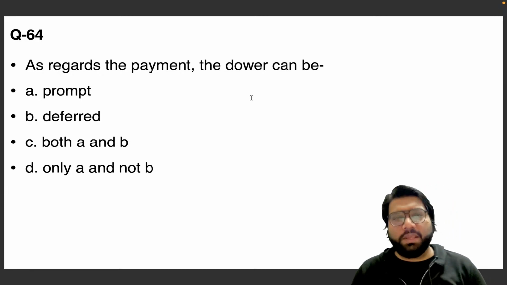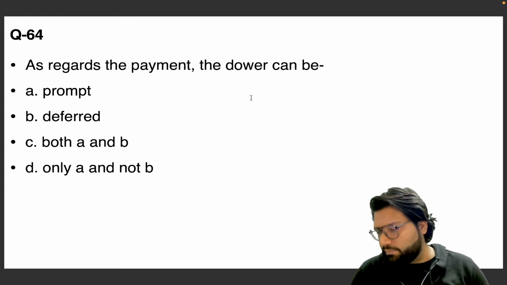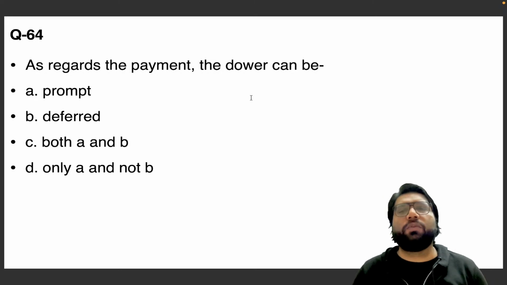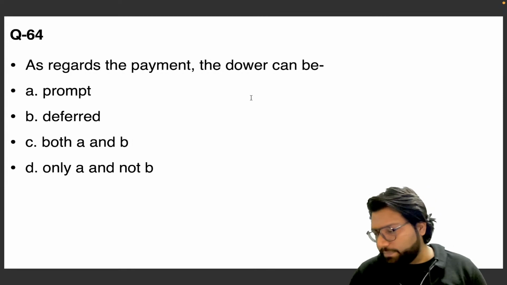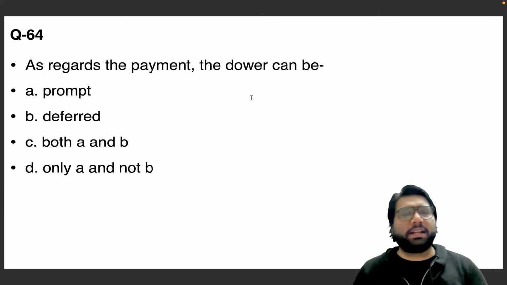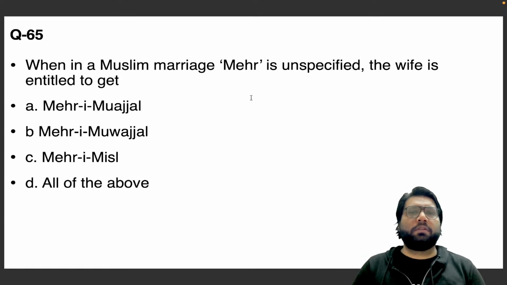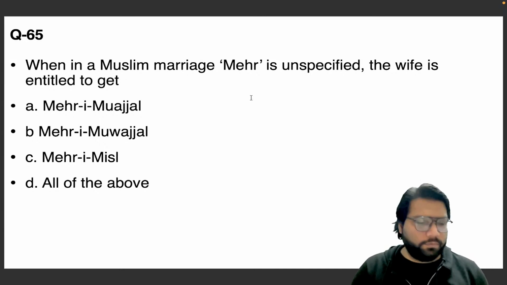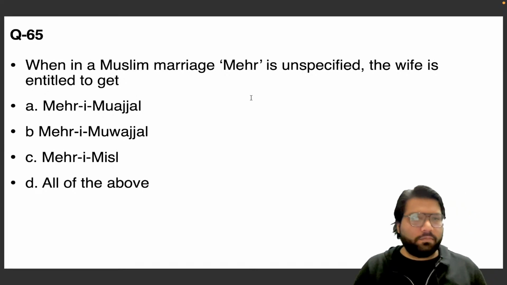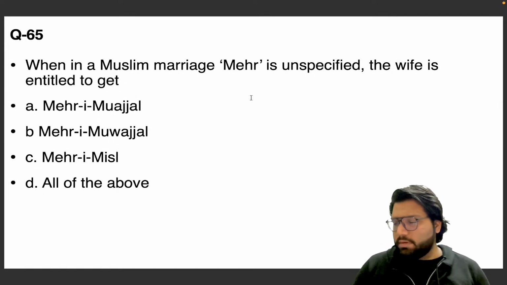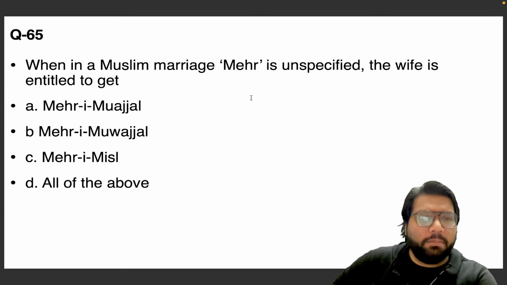As regards the payment, the dower can be. Akash, just go for it. Answer to your question, just go for it. If you want to, so just go for it. Natasha, Kanika, Ayush, Hina, everyone's answer is correct. That is C. And yes, starting from Ayush, everyone's answer is correct. That is C. Meher a missile.